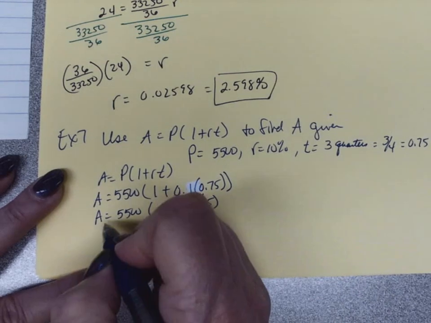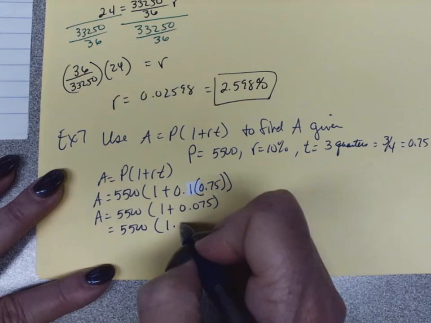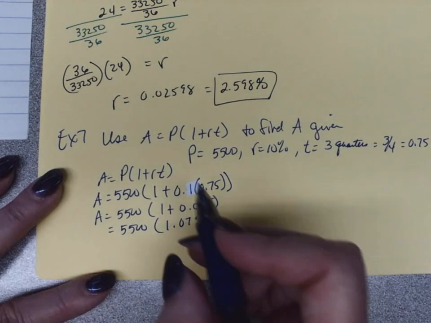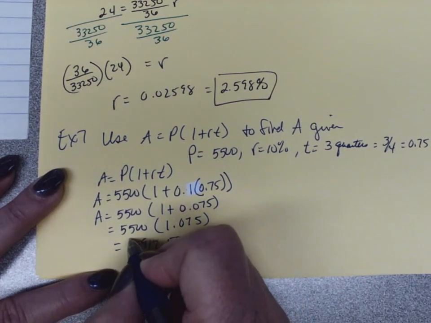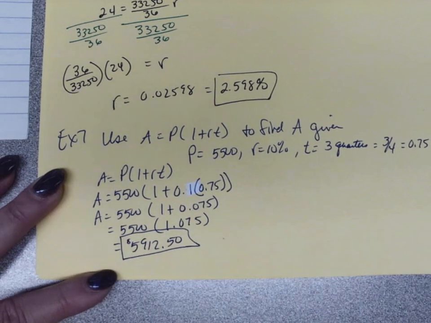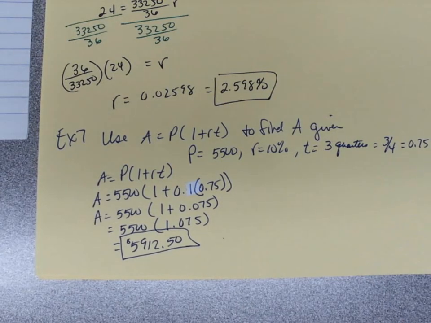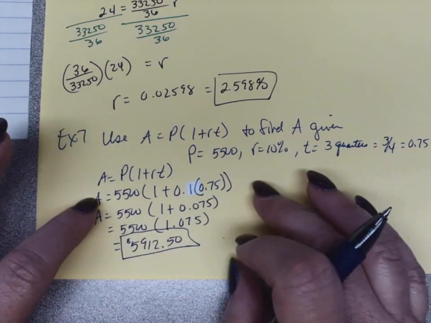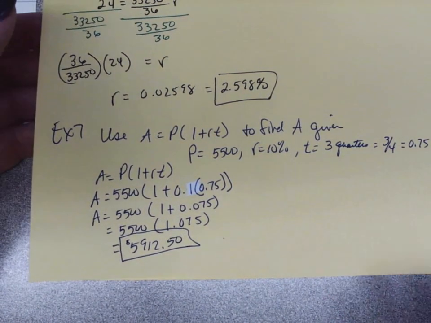We can add the 1 plus and get 5,500 times 1 plus, or 1.075, because we just added the 1 plus the 0.075. And we get $5,912.50 when we put it in the calculator. Again, dollar signs go at the front. Now you could put that in your calculator at that point. You at least have to write out the whole original part before you just give an answer. All right, so that's example 7.